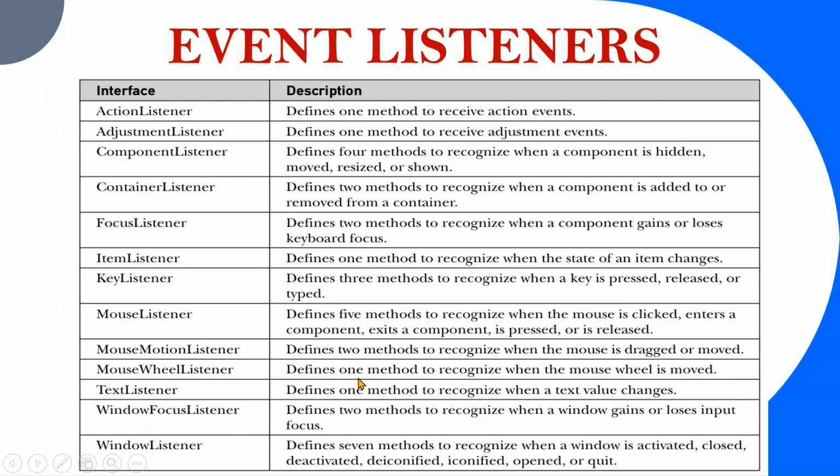Mouse wheel listener defines one method to recognize when the mouse wheel is moved. So we have the mouseWheelMoved method. Text listener defines one method to recognize when the text value changes. We have one method called textChanged as an abstract method. Window focus listener defines two methods to recognize when a window gains or loses input focus. So we have windowGainedFocus and windowLostFocus as two methods.